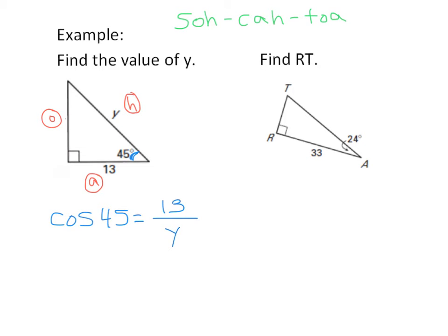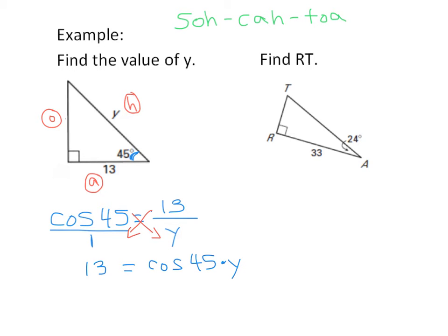Now we need to solve this for y. There is more than one way, but the way I typically teach this is by saying let's turn both sides of the equal sign into a fraction. That way we can use cross multiplication, because we have an equal sign between two fractions. So we multiply this way, 13 times 1, and 13 times 1 is 13. And we cross multiply this way, and we get cosine of 45 times y.